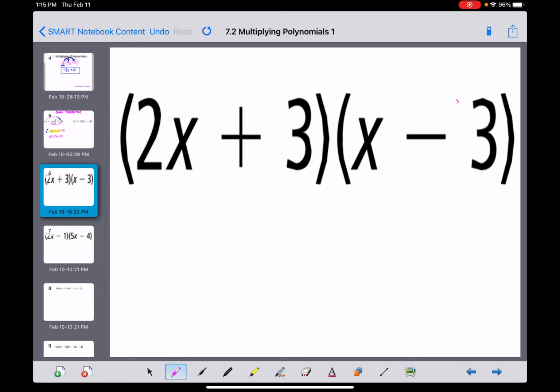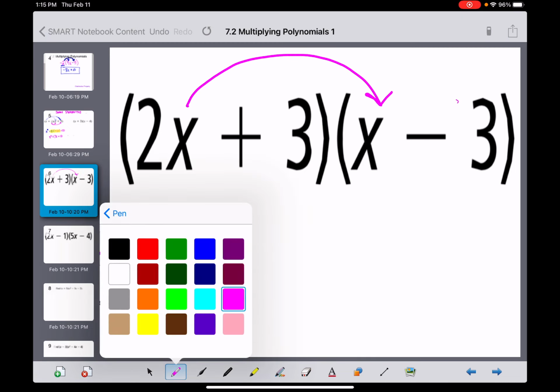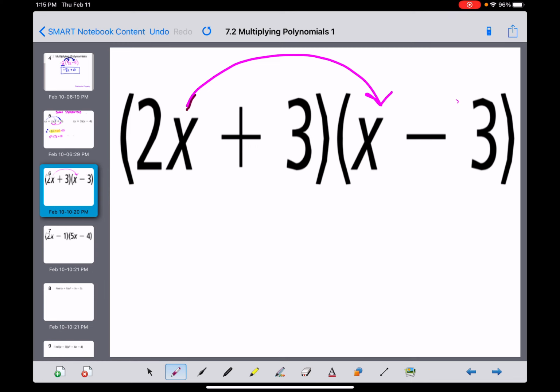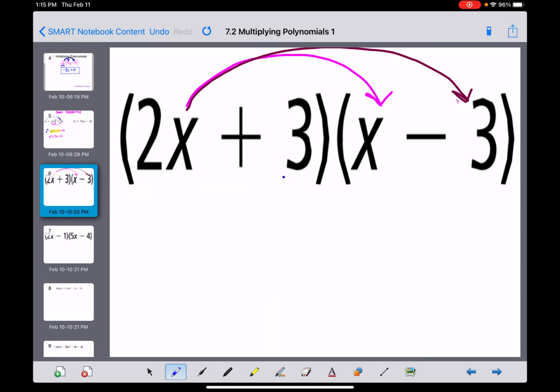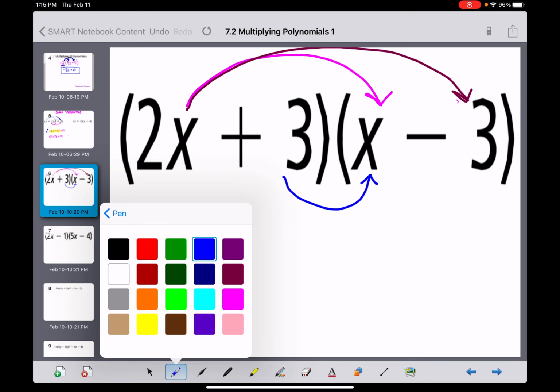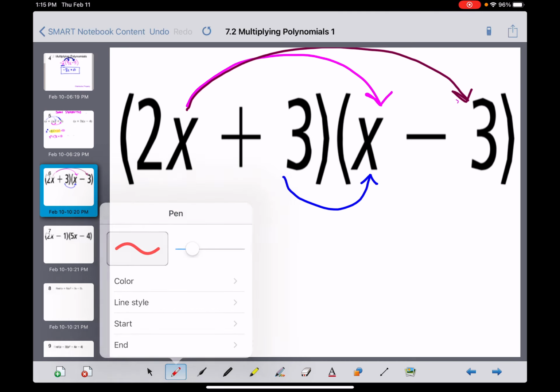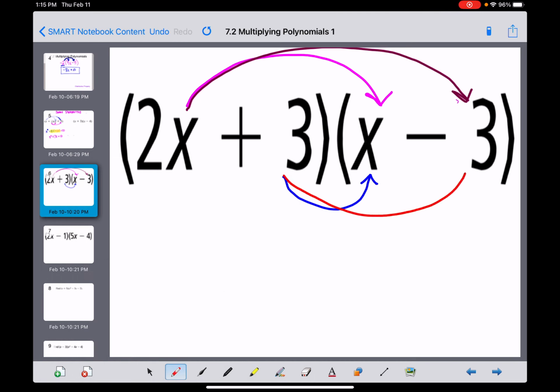This example is similar. We're just working with bigger values. So I'm going to distribute the 2x through to the first term, the 2x through to the second term, then my second lifeguard. I'm going to distribute the 3 to the first term and the 3 to the last term.